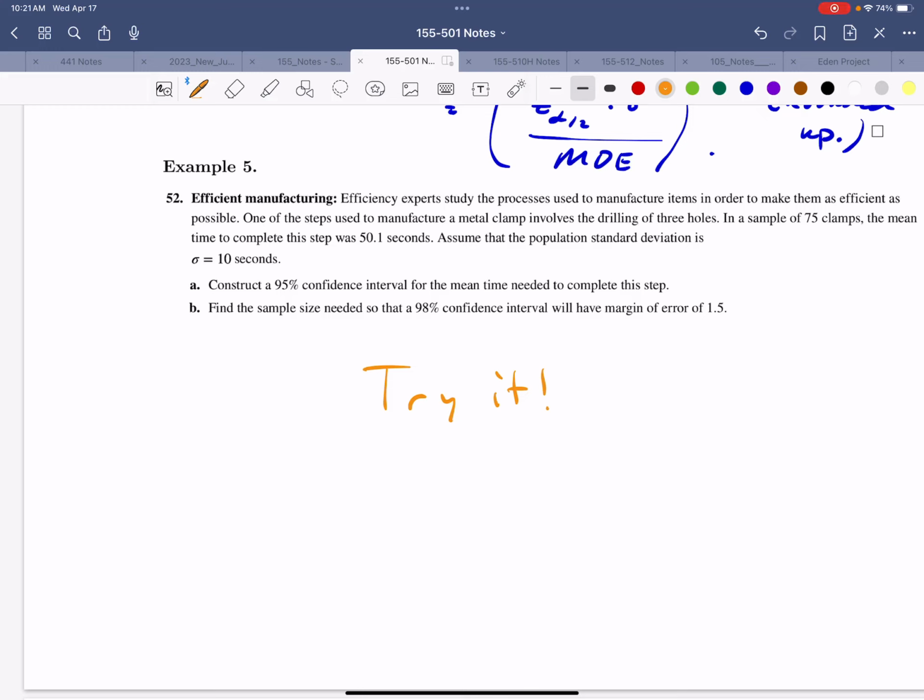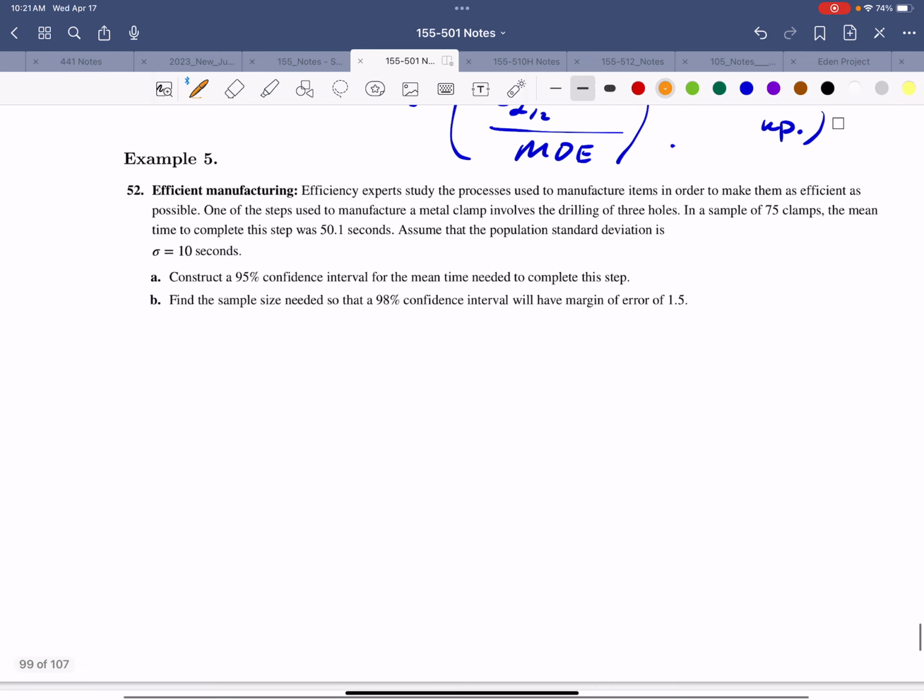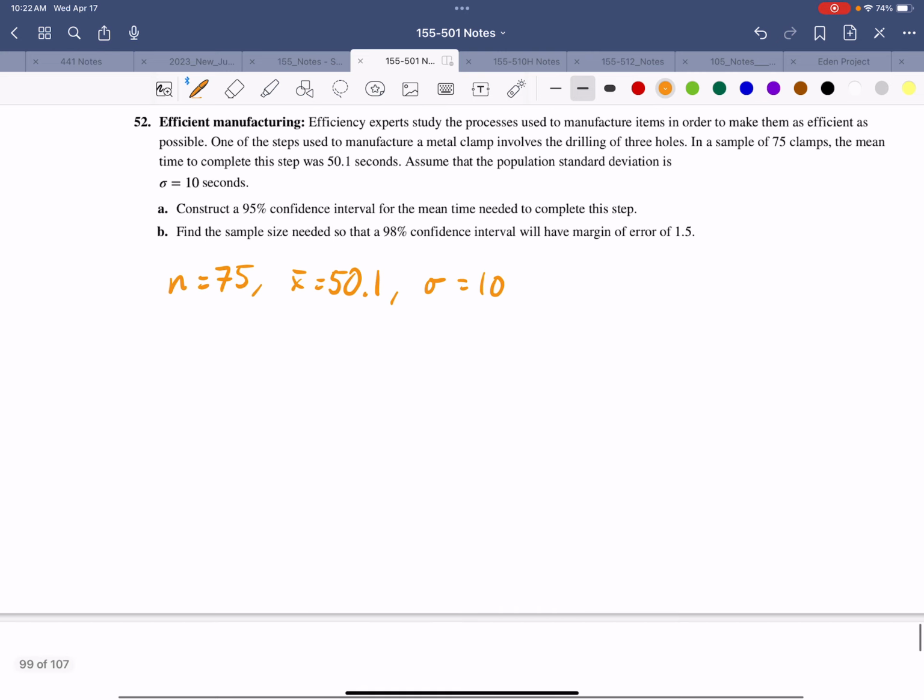Hey everyone, let's look at example 5, number 52 from the book. Here we're constructing a confidence interval from a sample of 75, with the sample mean being 50.1, and again, somewhat unrealistically, we know that the population standard deviation is 10 seconds. Part A is to construct a 95% confidence interval for the mean time.